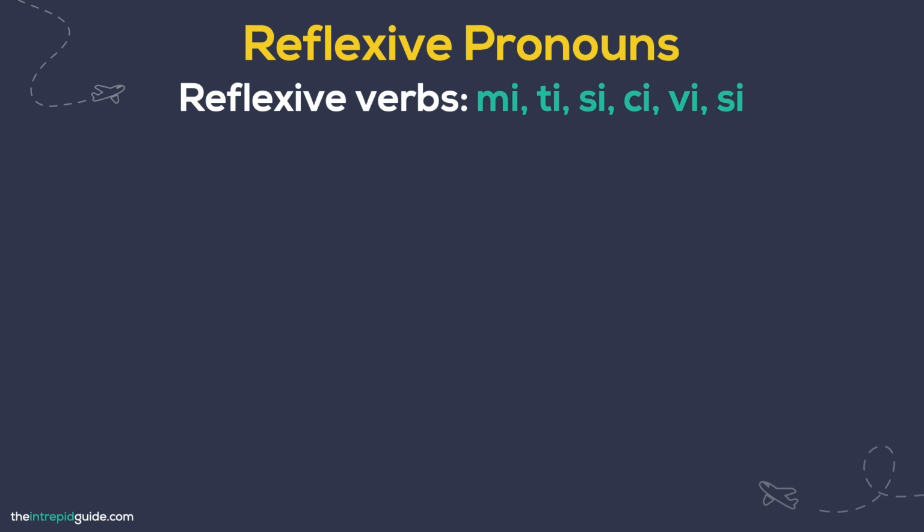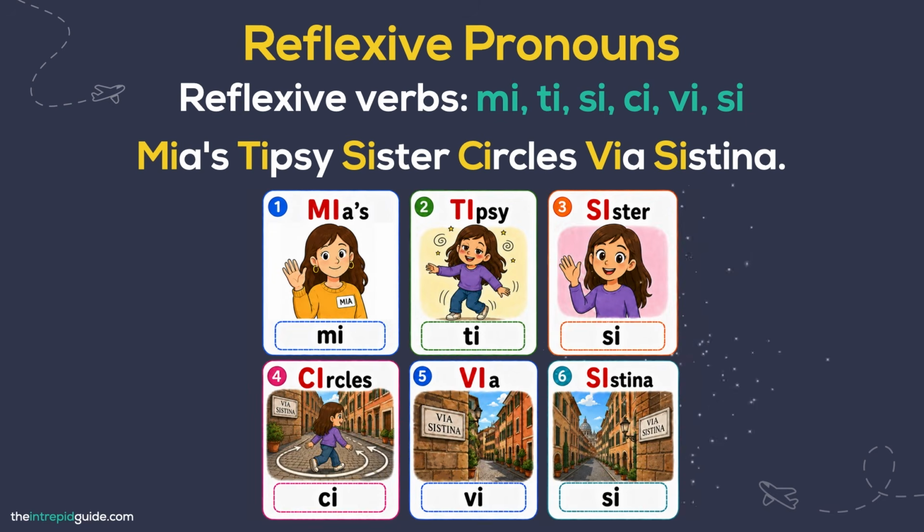Here's a phrase that I give my students. Mia's tipsy sister circles via Sistina. Each word contains each pronoun. Here's a side note. Via Sistina is a real street here in Rome that leads to the Spanish Steps.